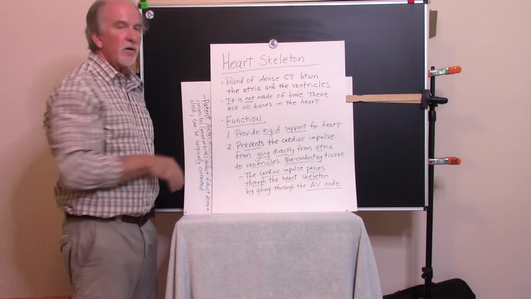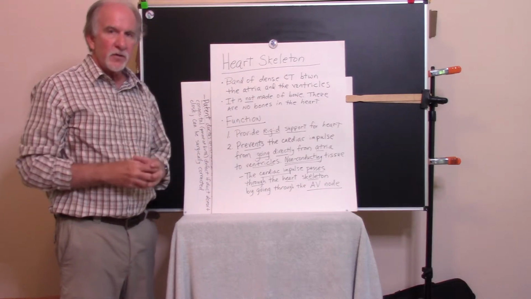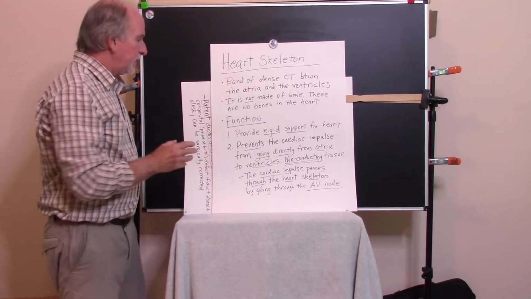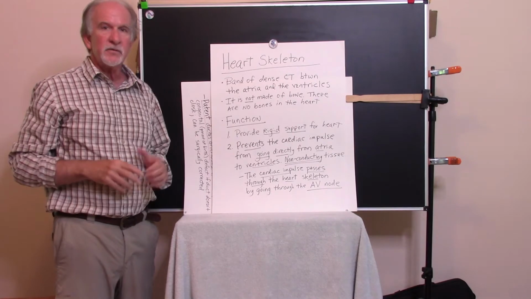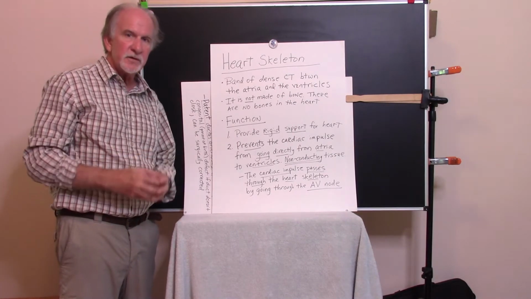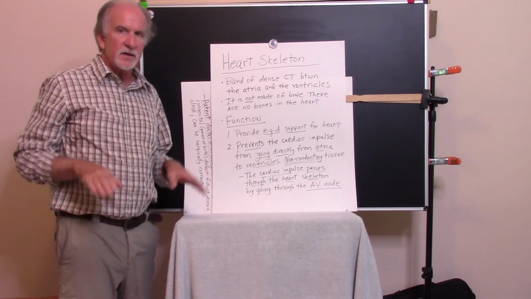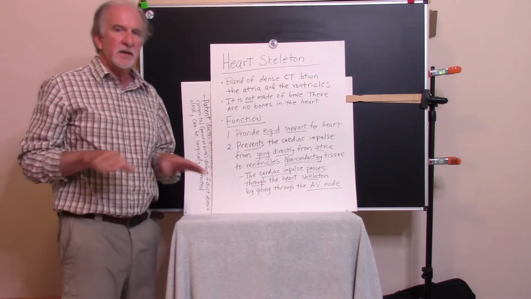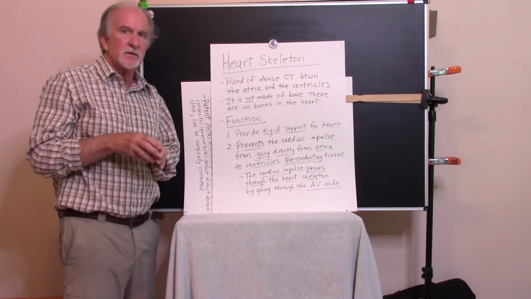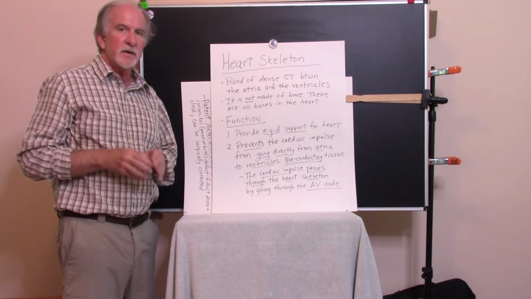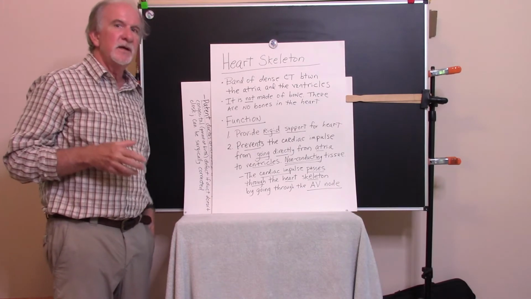So the function of the heart skeleton is to provide a rigid support for the heart, the valves attached to it, and the heart skeleton prevents the cardiac impulse from spreading from the atria to the ventricles. So the heart skeleton is non-conducting dense connective tissue, and the cardiac impulse can only cross the heart skeleton by going across an electrical bridge-like structure known as the AV node.